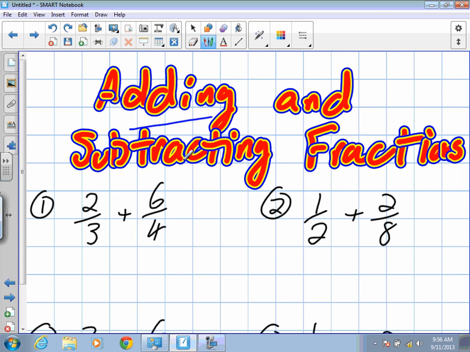Finally, we're going to go over adding and subtracting fractions. Now this is where we need a common denominator here. It does not have to be the lowest common denominator. That does make it simpler, like we said. It just needs to be common.